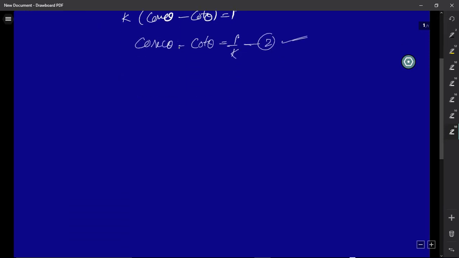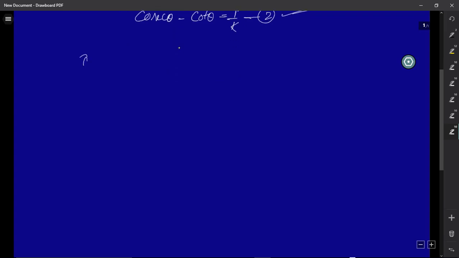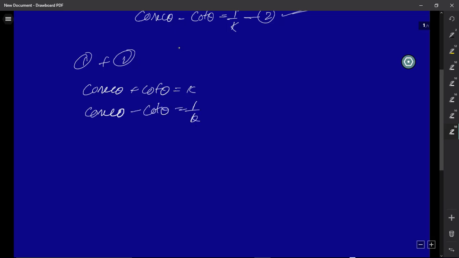Let us do it here. It's quite simple. 1 plus 2. I'm adding those two equations first. Cosecant theta plus cot theta, it is k. That's the first equation. Cosecant theta minus cot theta is 1 by k. So first time I'm just adding those two equations. When I add plus cot theta minus cot theta, they get cancelled. Cosecant theta plus cosecant theta is how much? Cosecant theta plus cosecant theta is 2 cosecant theta. This is k plus 1 by k.